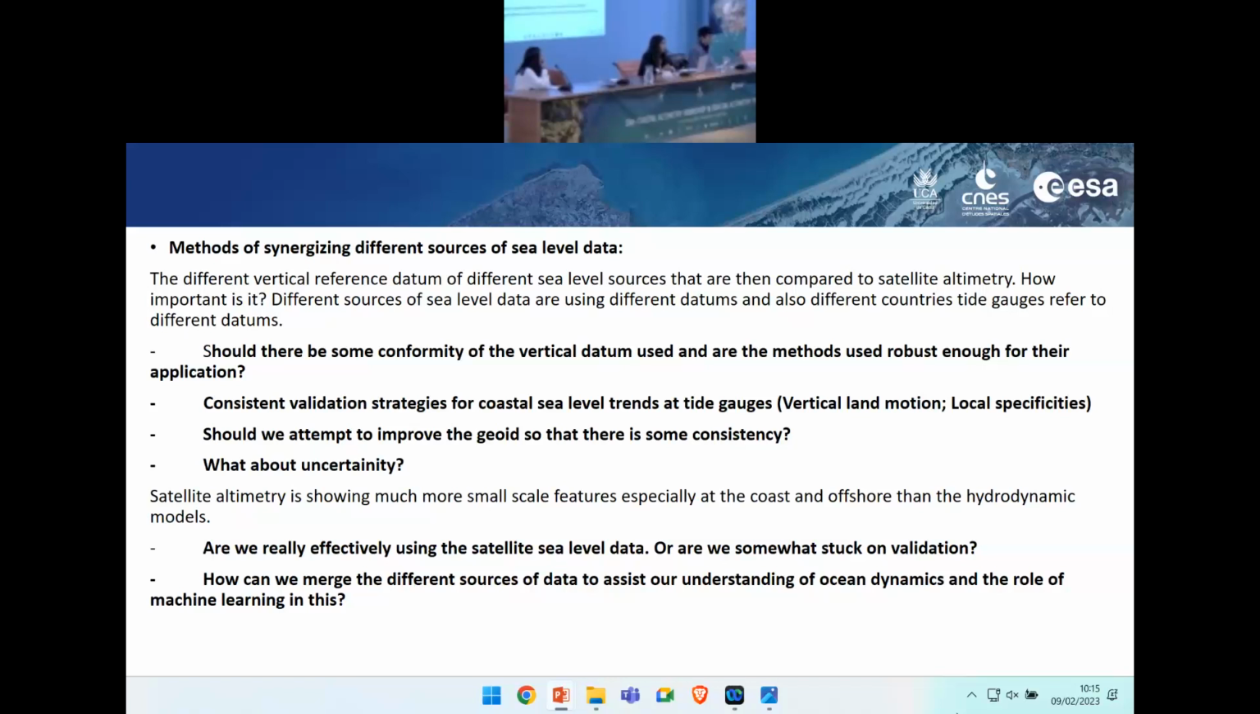So I think that we should think a little bit about how to validate the SWOT data, and in that case, in my view, the use of HF radars and the validation of geostrophic or total surface current should be taken into account in order to validate the SWOT data.